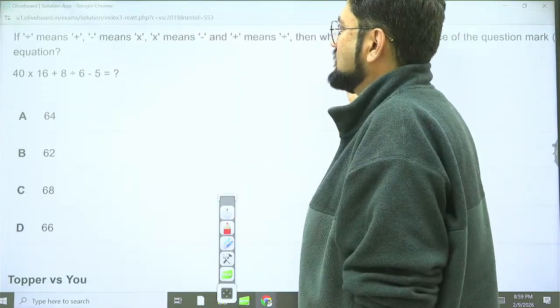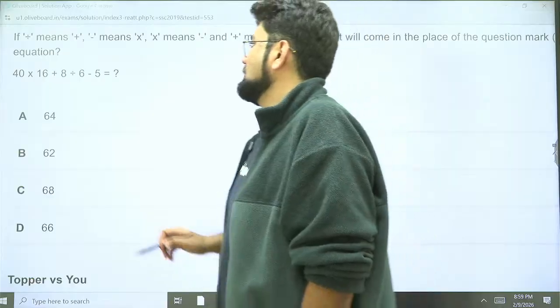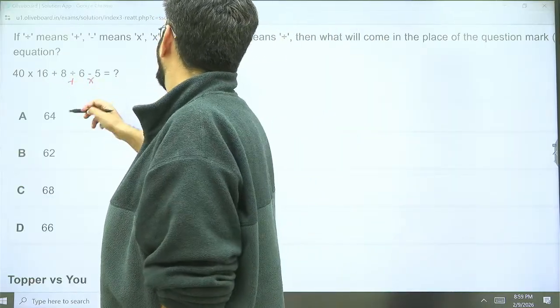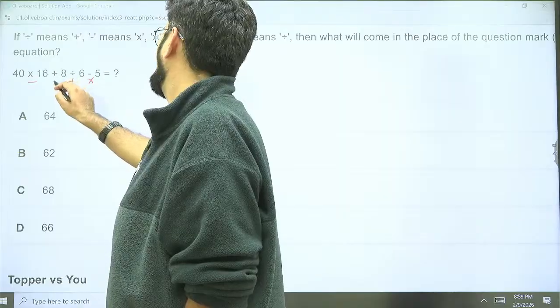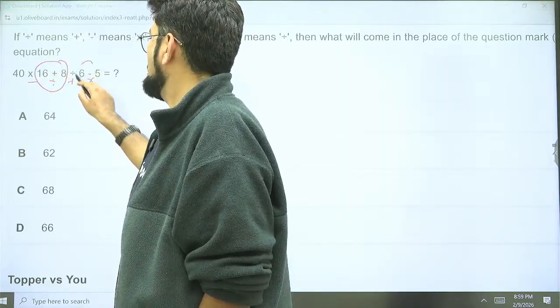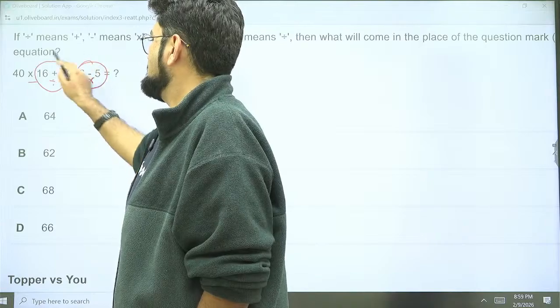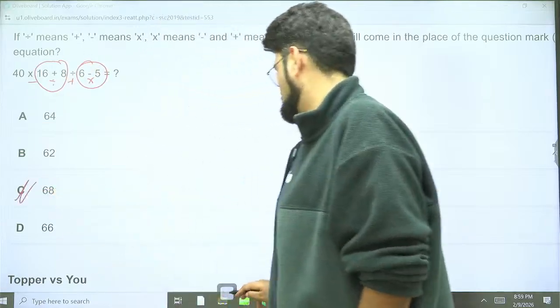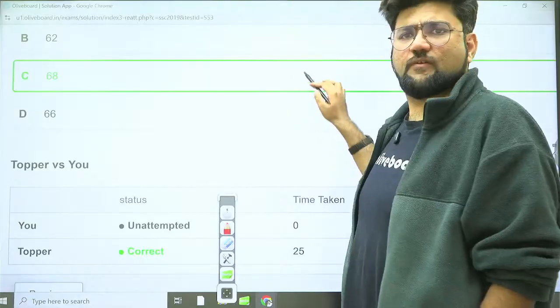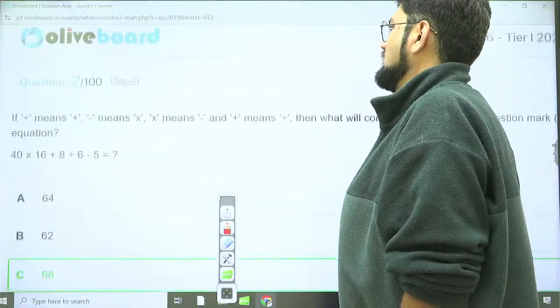Okay, just substitute these and we'll find out the value. So divide means plus, minus means into, into means minus, and this probably means divide. So now 16 divided by 8 is 2, 6 into 5 is 30, 40 plus 30, 70 minus 2 is 68. Option C is the correct answer. Very easy. Instant answers we are getting. What is the timing? 25 seconds. Perfectly fine, not an issue. We are going in the right track.